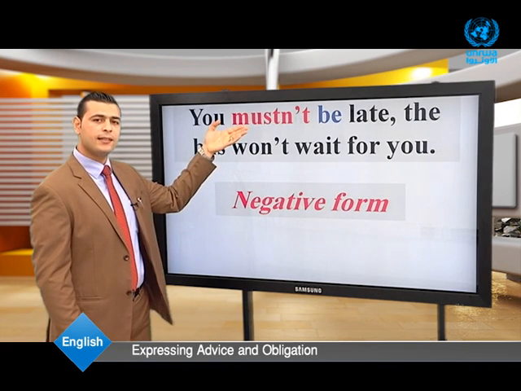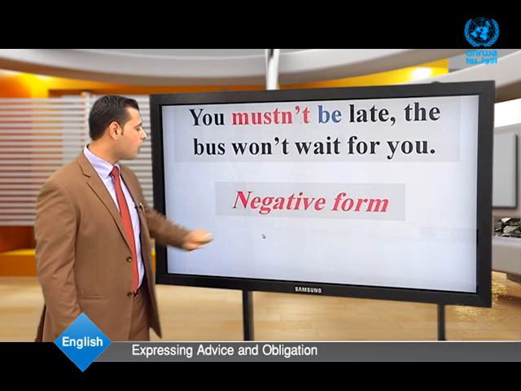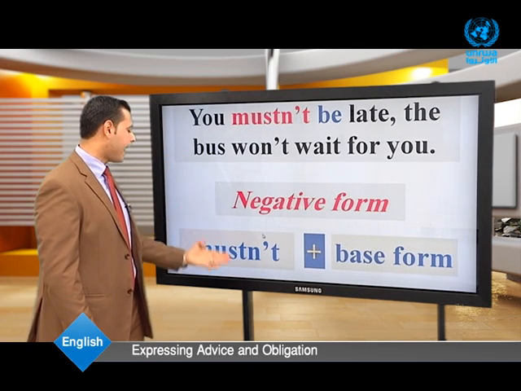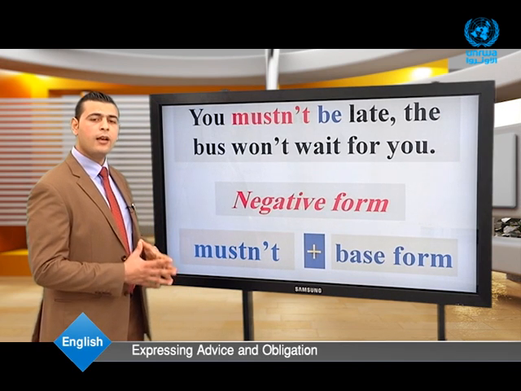Here we have mustn't, must plus not. So the structure of the negative form of must is mustn't plus the base form.